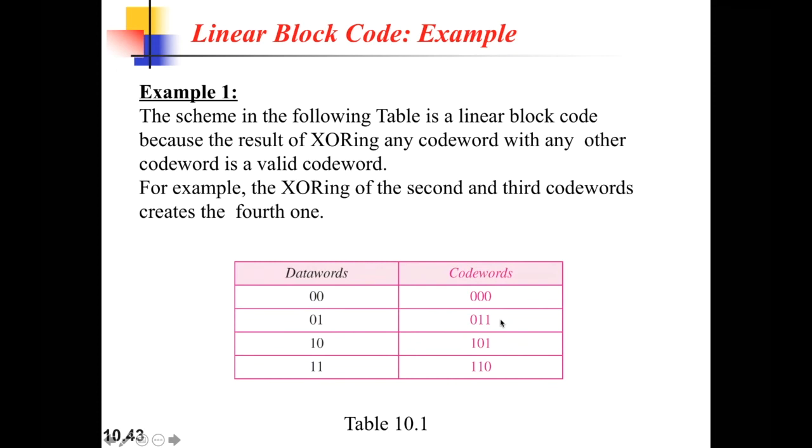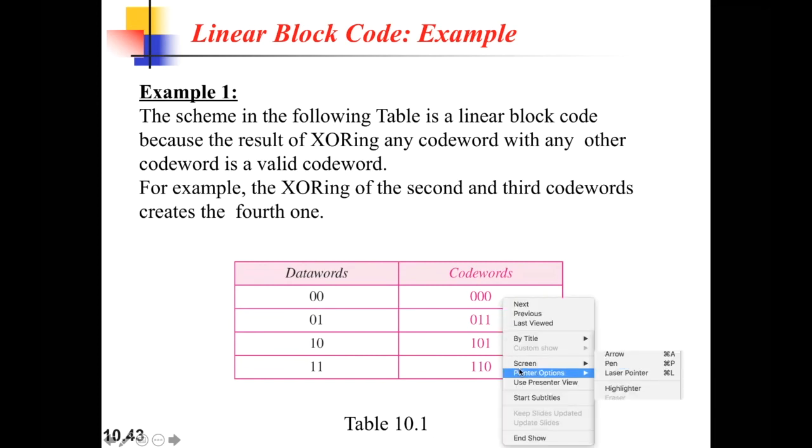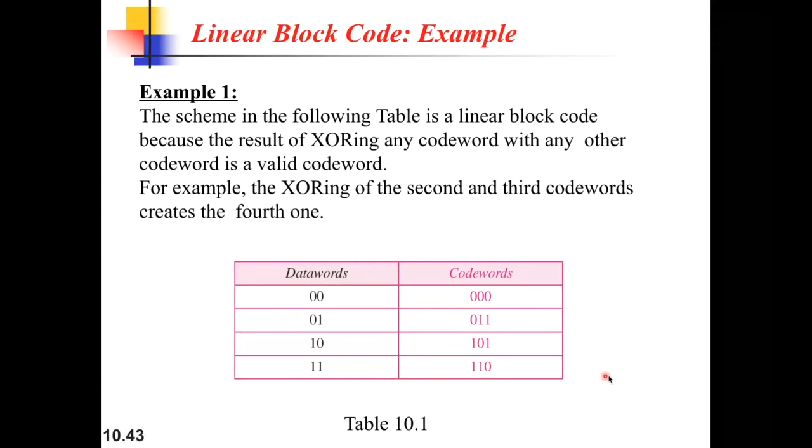Okay, let's take any 2 code words. For example, let's take third and fourth. Perform XOR. When you perform XOR, the first bit is the same, answer will be 0. Different bits, answer is 1. Different bits, answer is 1. So 0 1 1. Is 0 1 1 here in the table? Do you see 0 1 1? See 0 1 1 here.